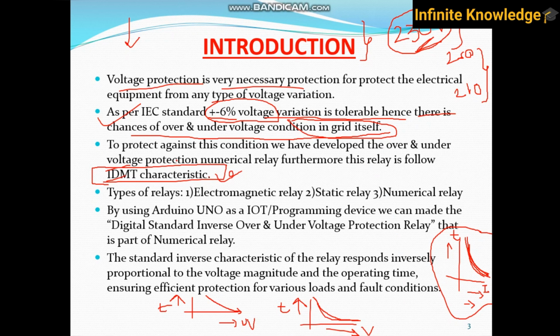And these are the types of relay. What are the types of relay? There are three types of relays: static relay, numerical relay, and electromagnetic relay. Obviously, these are the three types of relay. One is obsolete nowadays. These two are in the trend.